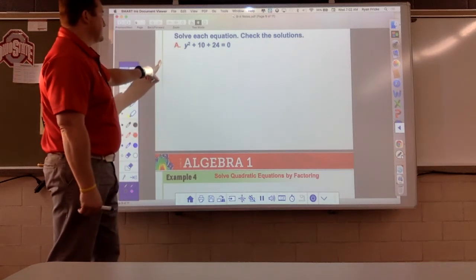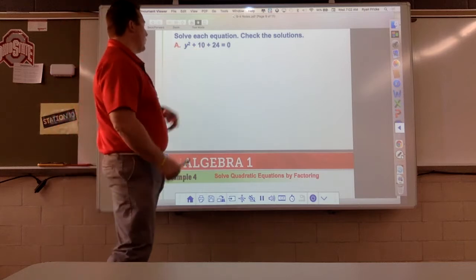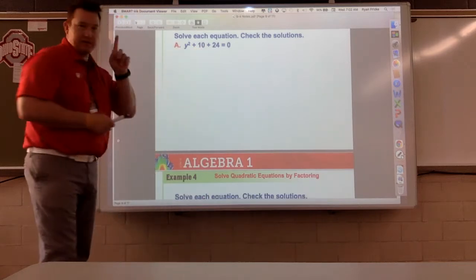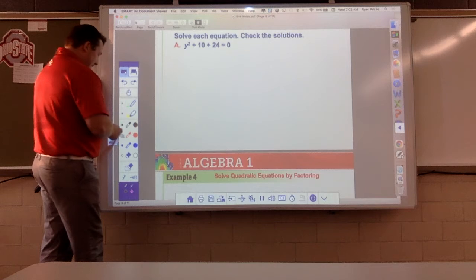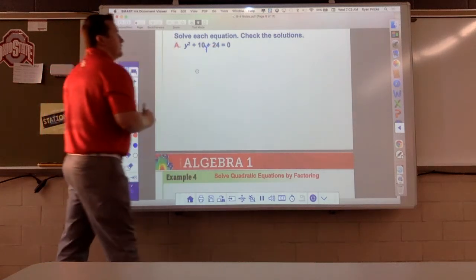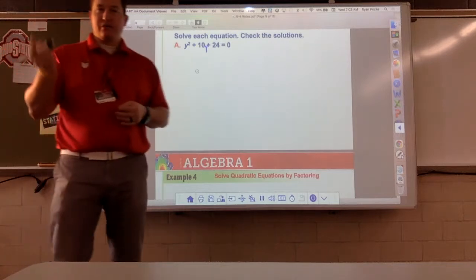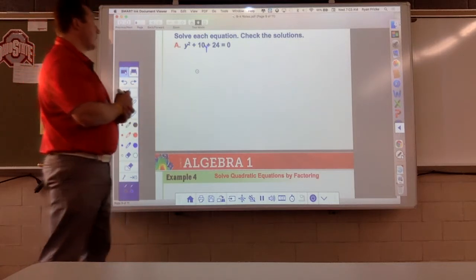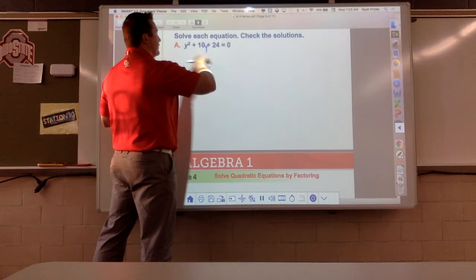Okay? I wonder if that's supposed to be a y there. I'm going to assume that that's going to be a y. Because if it's not a y, guys, then we would solve this not with factoring, but with square roots, okay? All right, so here we go. Add a y to yours.